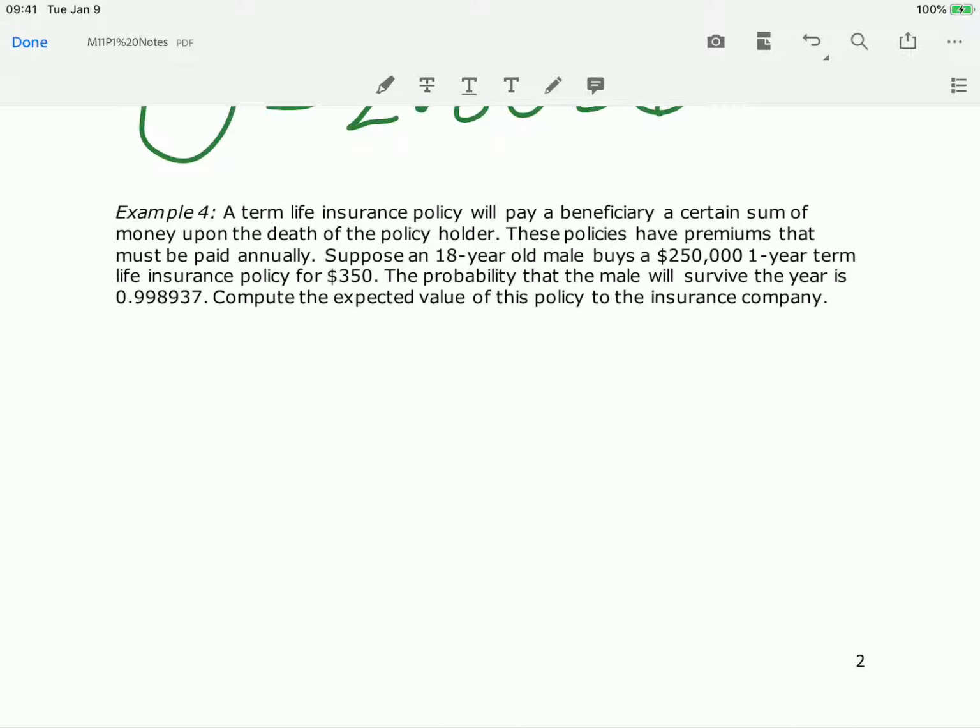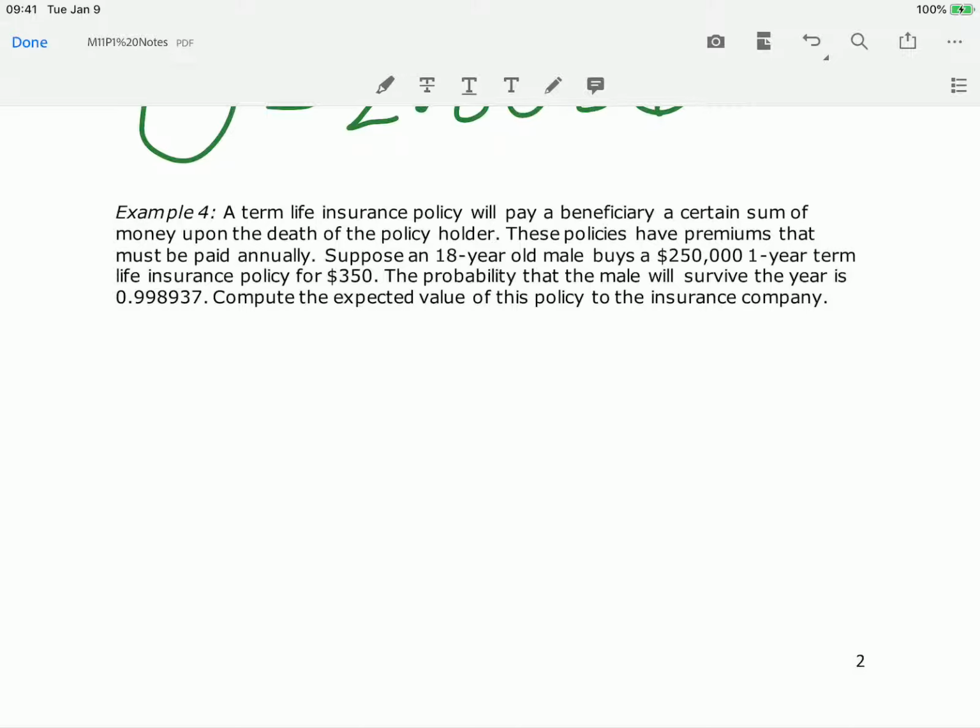So we have a term life insurance policy that will pay a beneficiary a certain sum of money upon the death of the policyholder. So for example, if your parent has a life insurance policy and you are their beneficiary, when they pass away, you will get however much money that policy was worth. These policies have a premium that must be paid annually. So every year, your parents have to pay into this account in order to keep their life insurance policy.